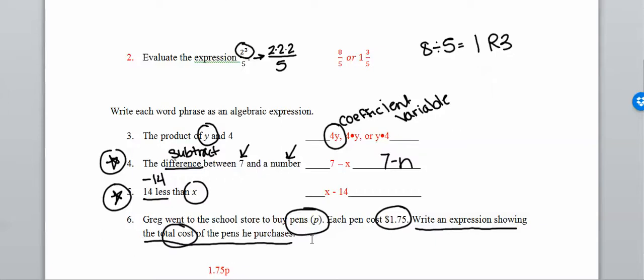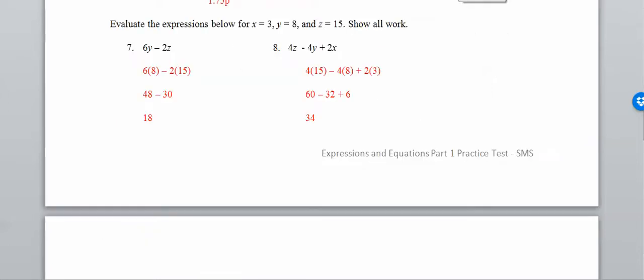So if I buy one, I pay $1.75. If I buy another one, I pay $1.75 for that one. So it's repeated addition, which is the same thing as multiplying the number of pens, P, times 1.75. So remember, we use the coefficient and the variable.